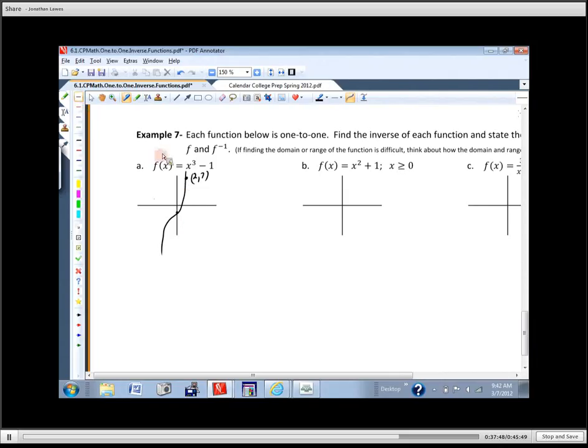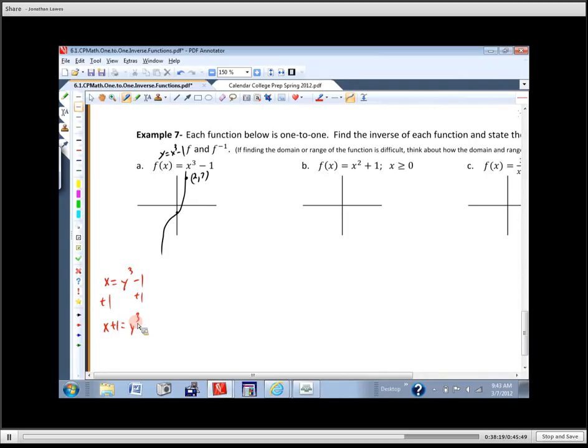Okay. So if the original one is y equals x cubed minus 1, we're now going to find the inverse. So we're going to switch the x and y. So I'm going to write x equals y cubed minus 1. So how do I find the inverse? Okay, step 1's taken care of. We switch the x and y. Now, second step, solve for y. So I'm going to add 1 to both sides. So this is going to be x plus 1 equals y cubed.